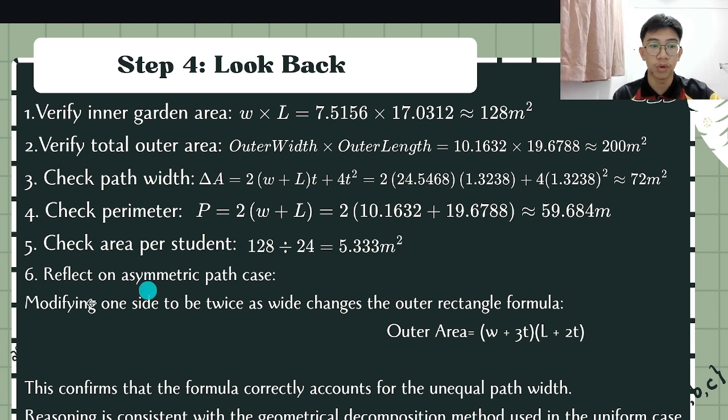And check area per student, 128 divided by 24, we got 5.33 meters square. Then we reflect on the asymmetric path case, modifying one side to be twice as wide changes the outer rectangle formula. Outer area, which is W plus 3T, times L plus 2T. This confirms that the formula correctly accounts for the unequal path width. Reasoning is consistent with the geometrical decomposition method used in the uniform case.